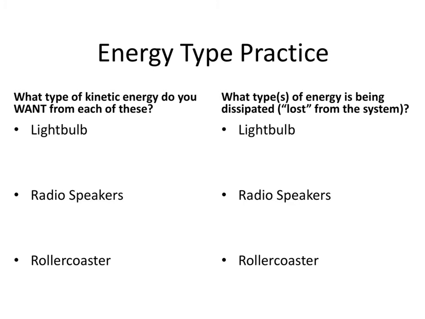Okay, now let's practice types of energy. So over on the left-hand side, what type of kinetic energy do you want to get when you use a light bulb? Go look through the previous slide, pause this one if you want to, and see if you can figure out what type of energy you want from your light bulb. Then come back and see if you're right. Okay, so when you use a light bulb, what you're looking for is light energy, not surprising.